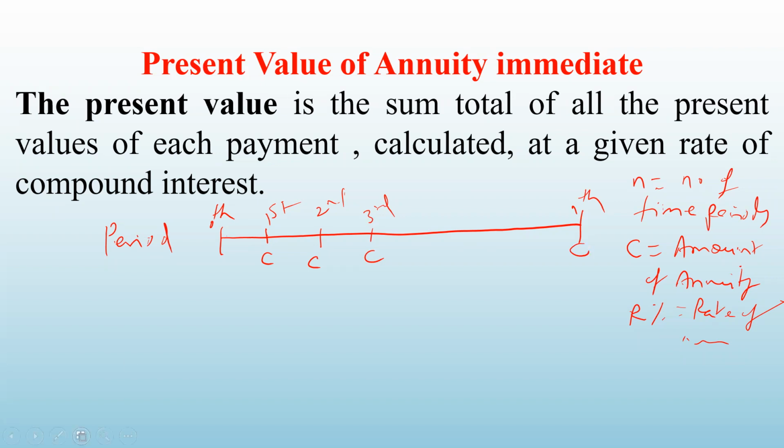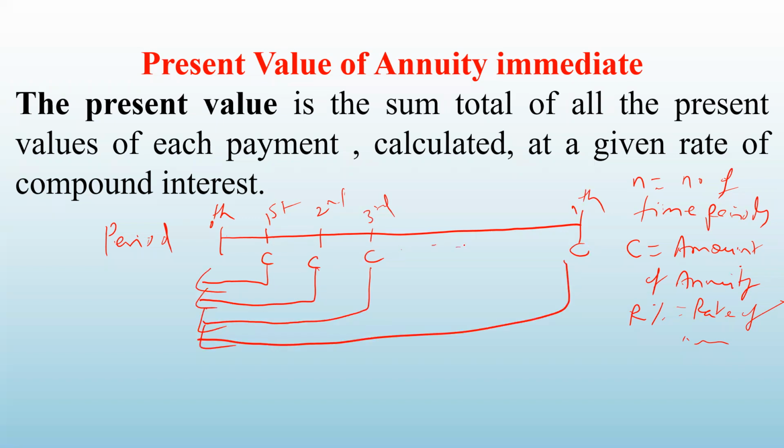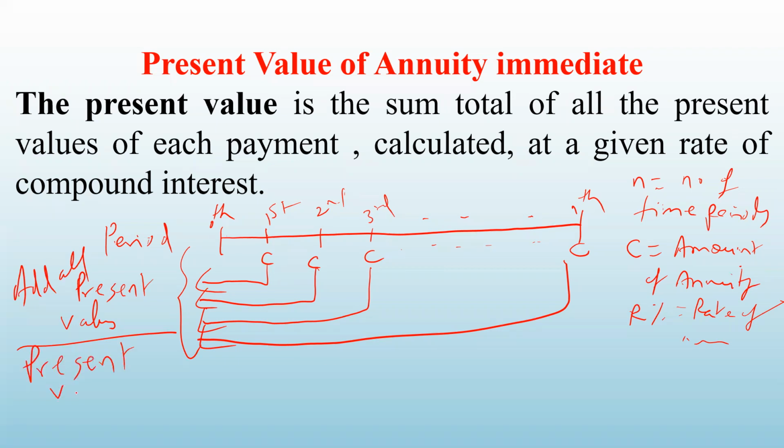So what is the meaning of present value? You calculate the present worth of this C, which is payable at the end of first year. Find the present worth of the second installment, third installment, and so on, all the installments. Take the present value. And then when you add all the present values, what you get is the present value of annuity C. This is how we calculate the present value.